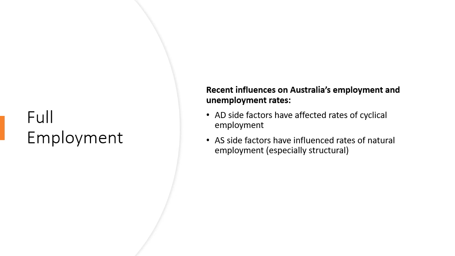So, recent influences on Australia's employment and unemployment rates. We're going to break it down into two parts, as we always do. We're going to look at the aggregate demand side factors first that have affected cyclical unemployment, and then we're going to look at the aggregate supply side factors that have influenced rates of natural unemployment, specifically structural. That's going to be massive at the moment.